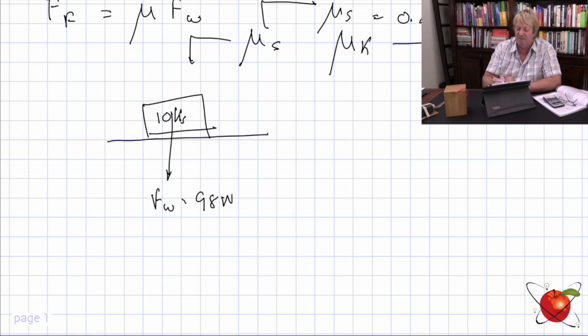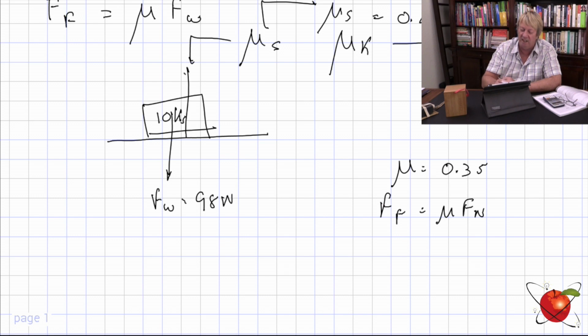Now they tell us mu is equal to, let's say, 0.35. The first thing we do when we're given mu is we say force of friction is equal to mu times F normal. Now I've got to put my F normal in here. You can see there I used FW, but it's actually F normal. I'm going to show you why in a few seconds. In this case, F normal is equal to FW, okay?